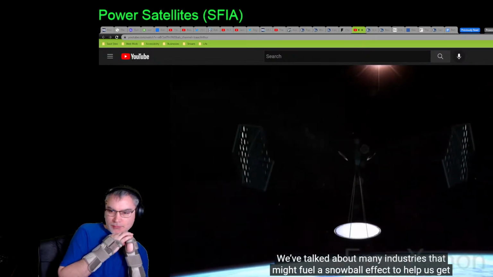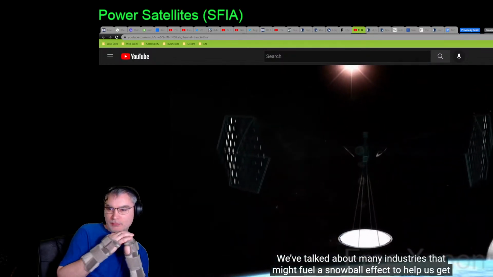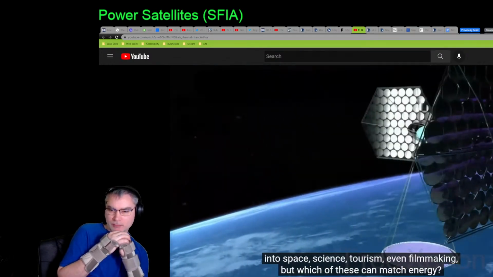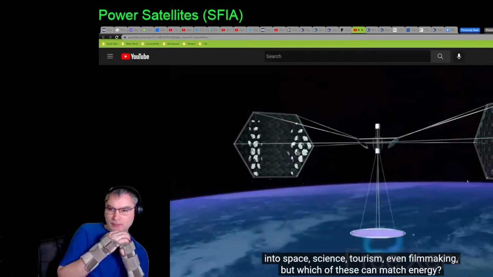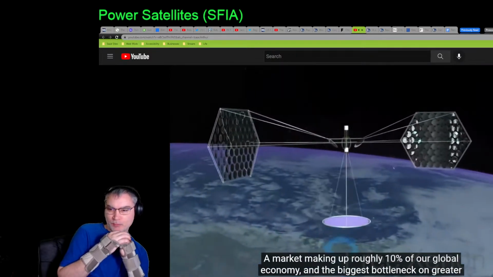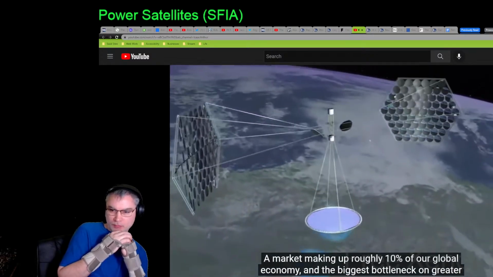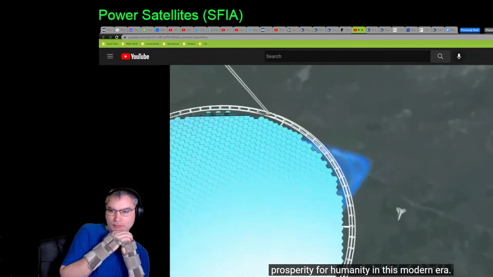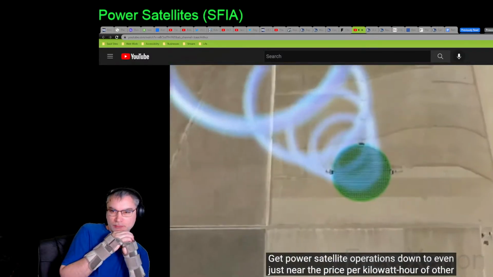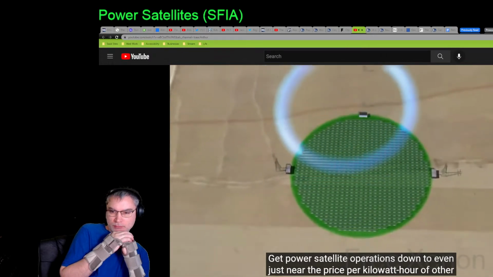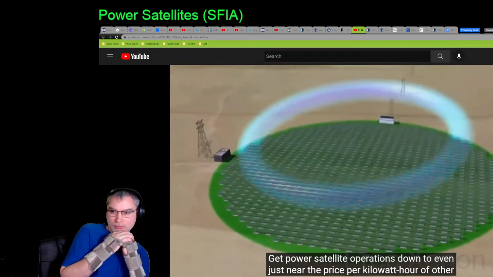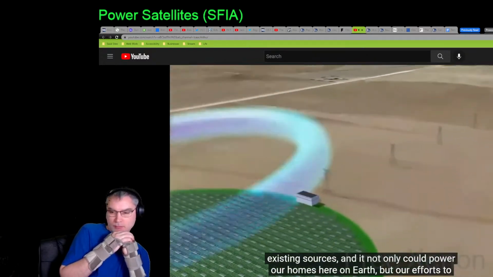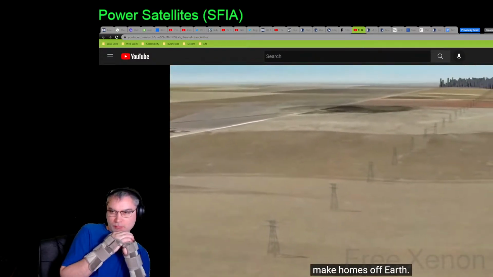We've talked about many industries that might fuel a snowball effect to help us get into space: science, tourism, even filmmaking. But which of these can match energy? A market making up roughly 10% of our global economy, and the biggest bottleneck on greater prosperity for humanity in this modern era. Get power satellite operations down to even just near the price per kilowatt hour of other existing sources, and it not only could power our homes here on Earth, but our efforts to make homes off Earth.